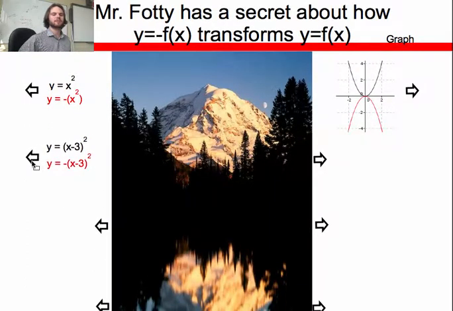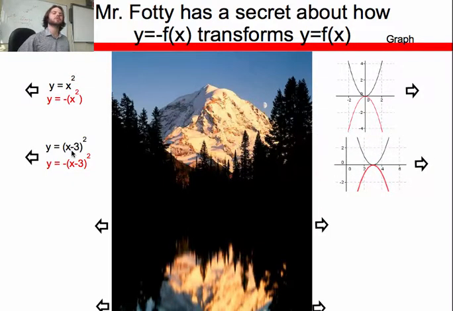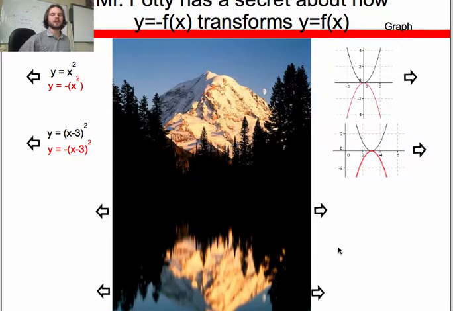We have that, okay? And it looks like this. Remember from last class, we noticed that -3 means it's moved how many? 3 over to the right. Okay? Let's try the next one. Maybe you're starting to find a pattern.